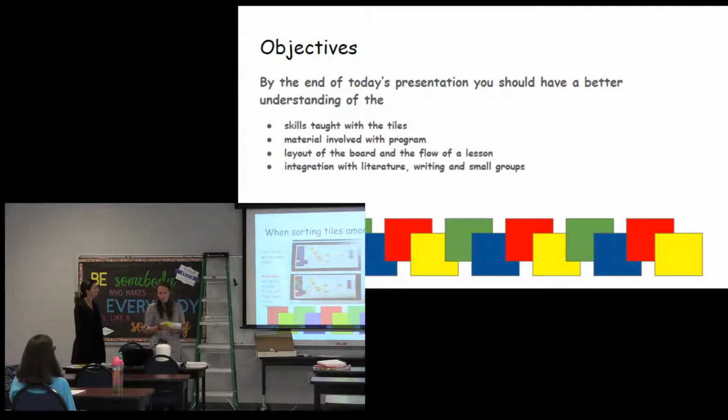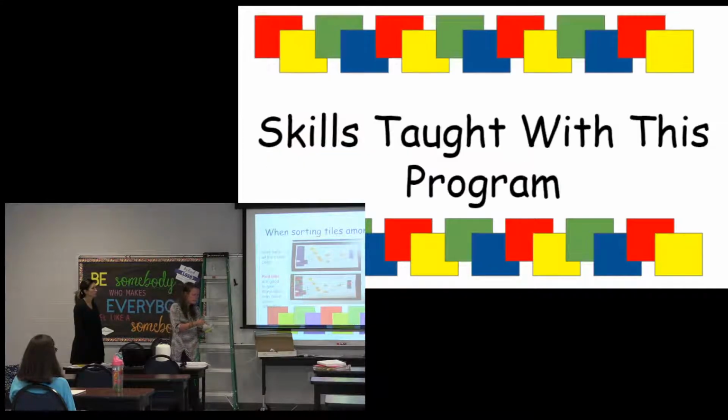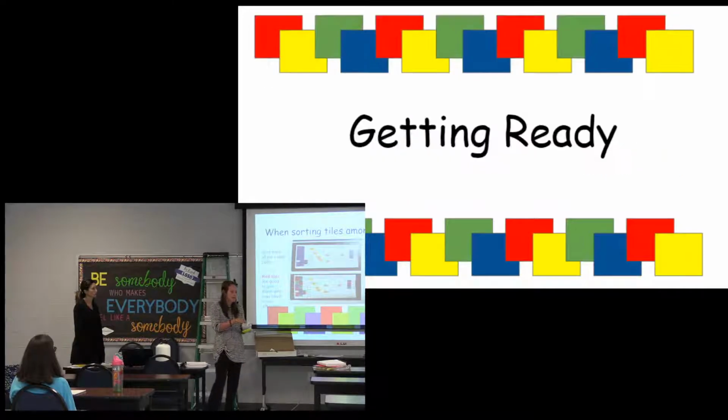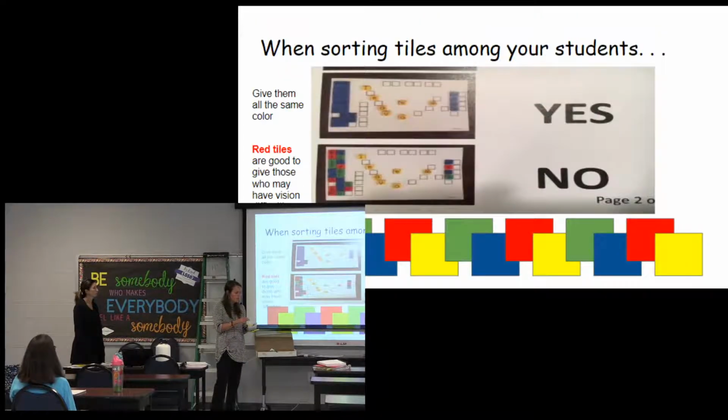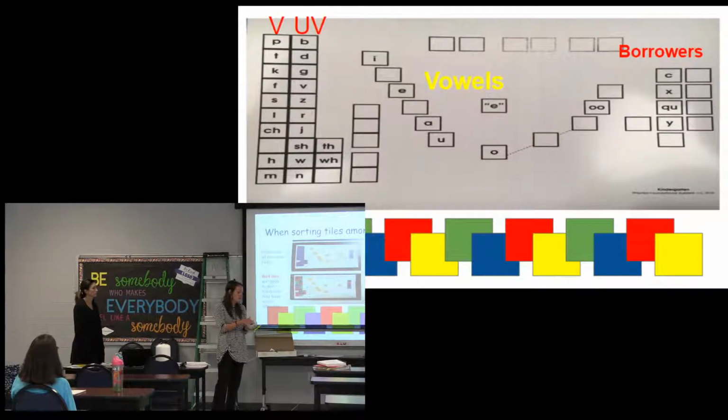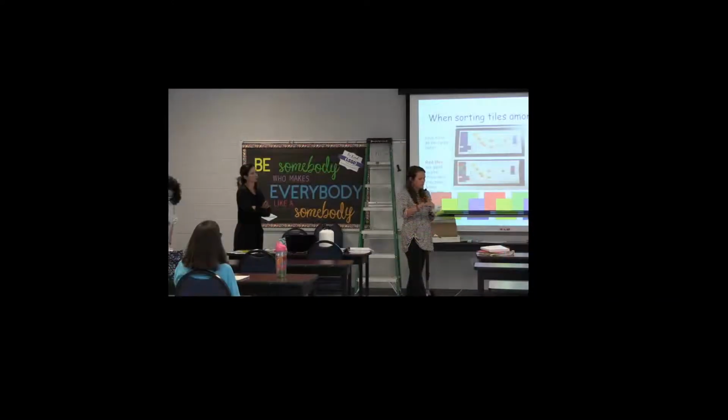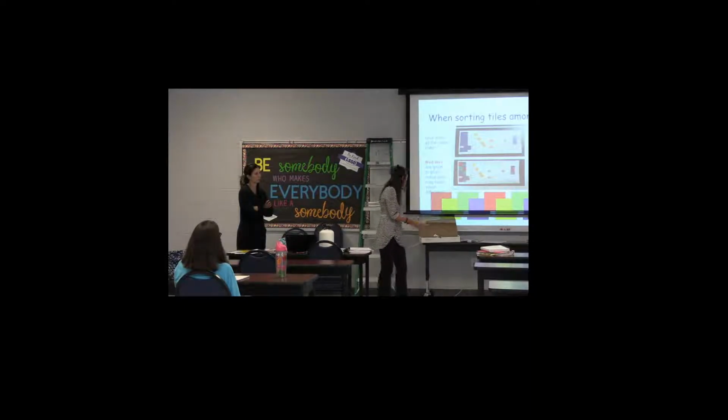There are blue tiles, red tiles, green tiles, and yellow tiles. When you're teaching a student, the student needs to have all the same color tiles, so all blue or all red or all green. The vowel tiles are all going to be yellow because they light up the word for the student. They also said that if a student has vision difficulties, the red tile might help them. So just make sure they all have the same color, and the vowels will be yellow when you sort them out. That's why we say don't mix the colors.